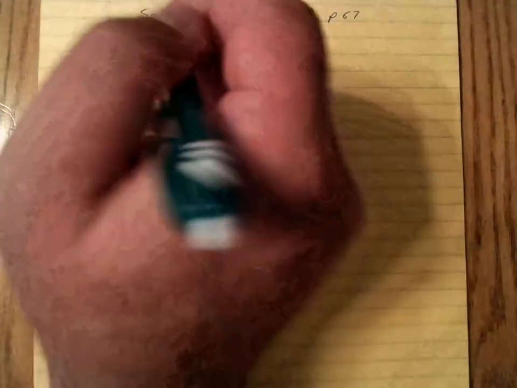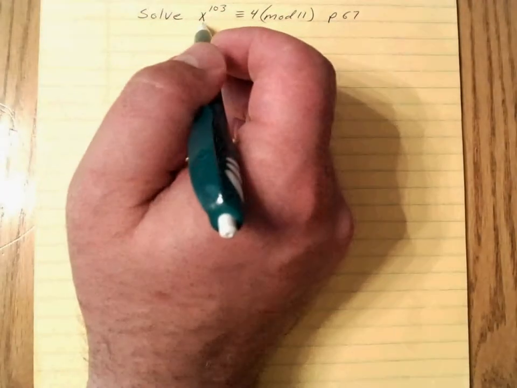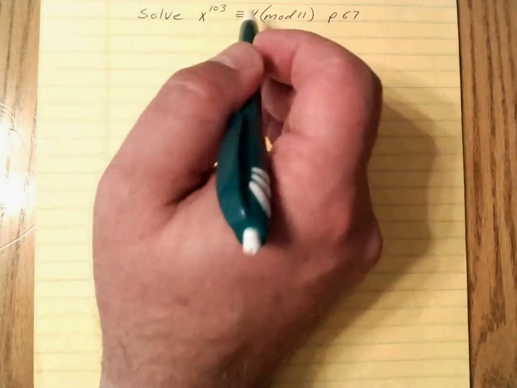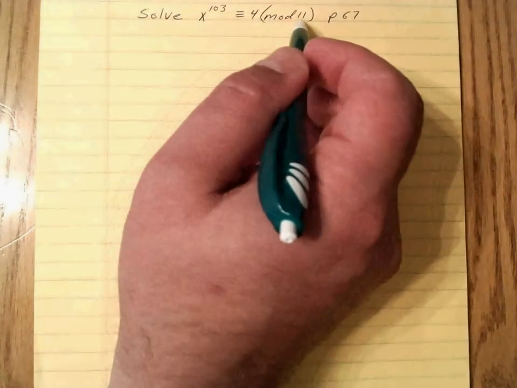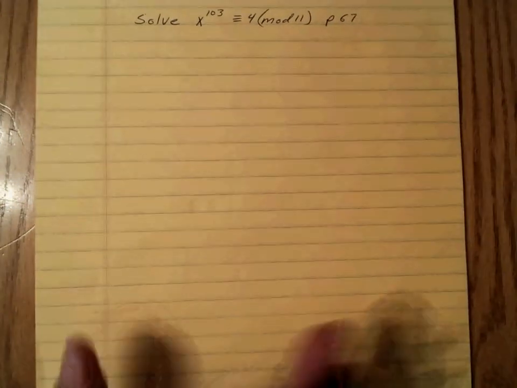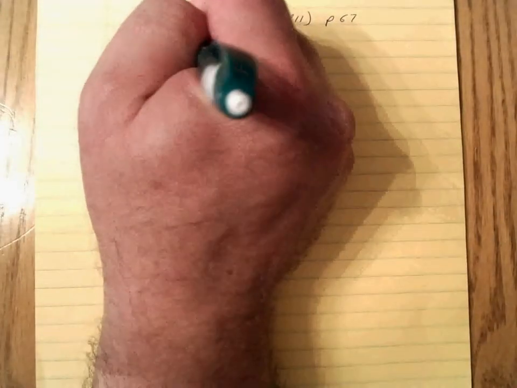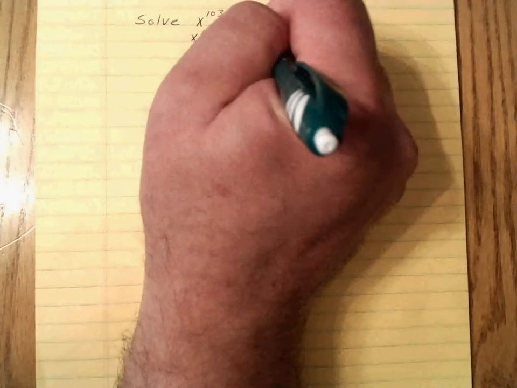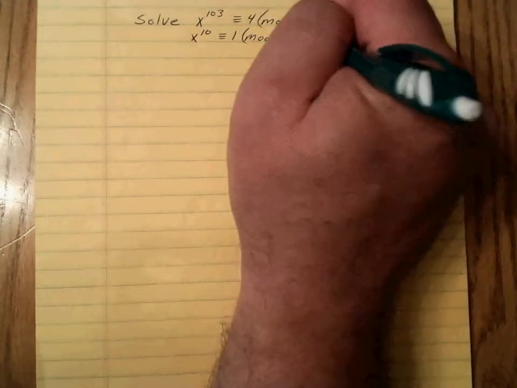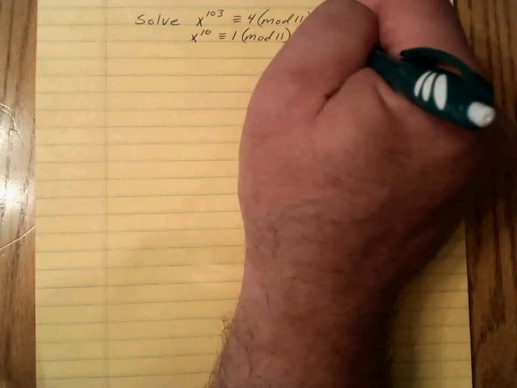Another problem that we're going to want to solve is this type of problem where we have a linear equation. x to the 103 is congruent to 4 mod 11. This is off of page 67. And what we're going to use is this idea that x to the 10 is congruent to 1 mod 11, and this is by using Fermat's Little theorem.